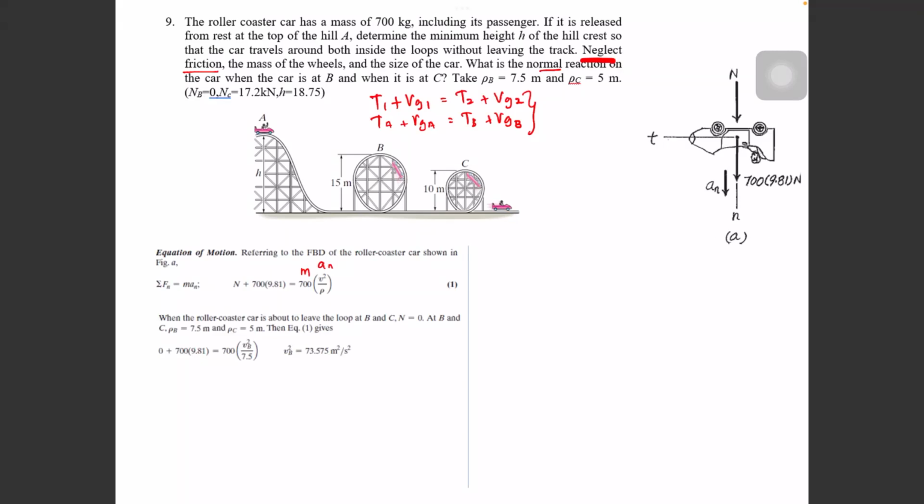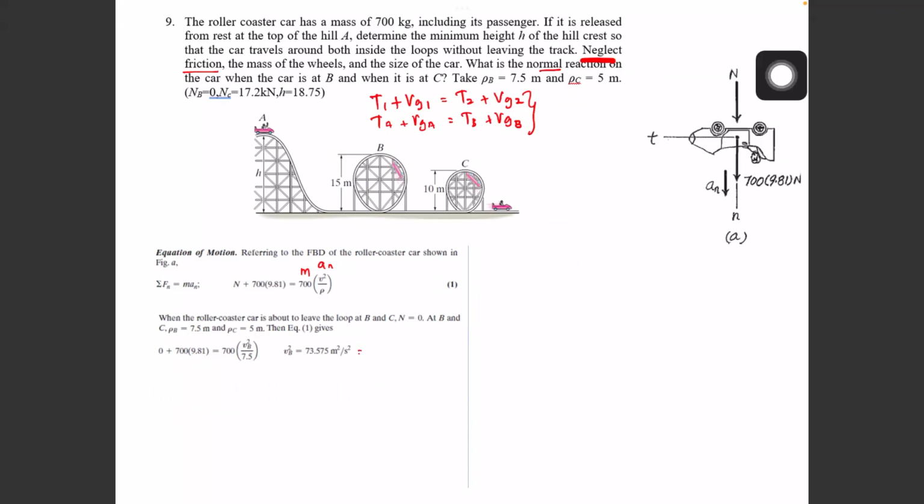when the roller coaster car is about to leave the loop at B and C, so N is equal to 0. So at the moment when the car is just about to leave, it has not left yet, so there's no normal force. Okay, it's no normal force. So you can put N equal to 0 into equation number 1. So you have 0 plus 700 times 9.81 is equal to ma. Okay, so you will get VB squared is 73.575.